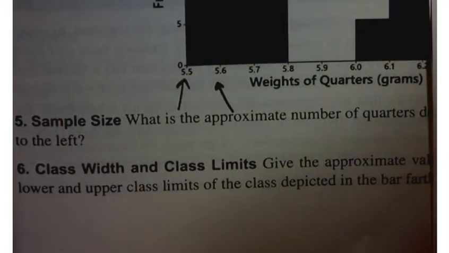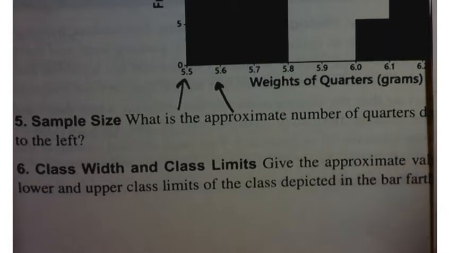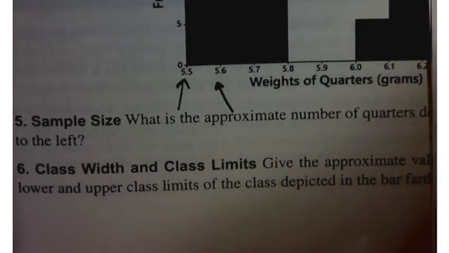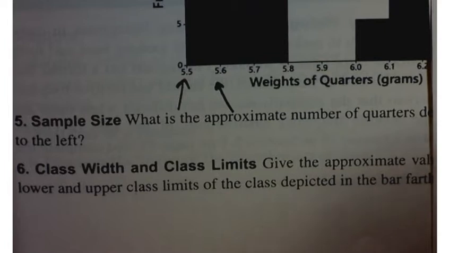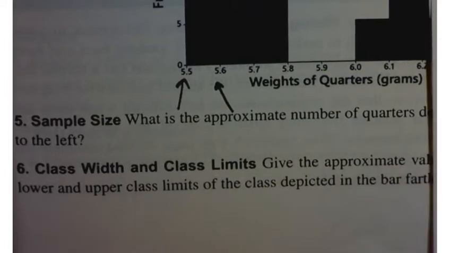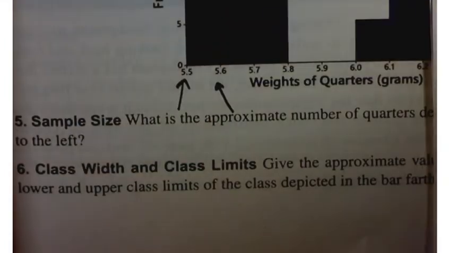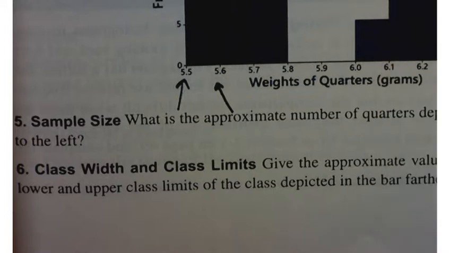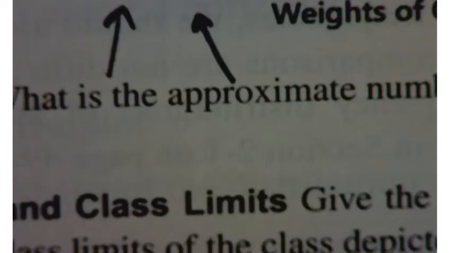What's the lower class limit? 5.5. Thank you. 5.5. And the upper class limit? 5.6. So anything between 5.5 and 5.6 is going to be in that class. Oops, wrong way. Let's zoom out a little bit. So just a quick review problem, highlighting some of the stuff we did in section 2.1.